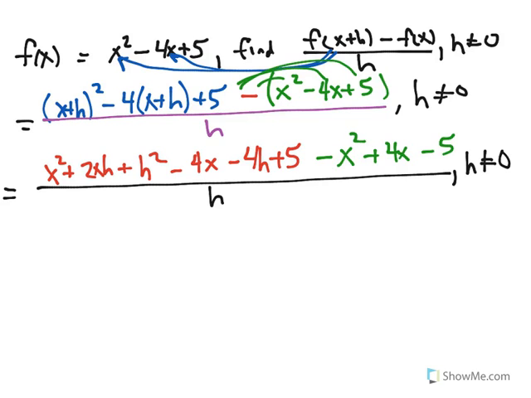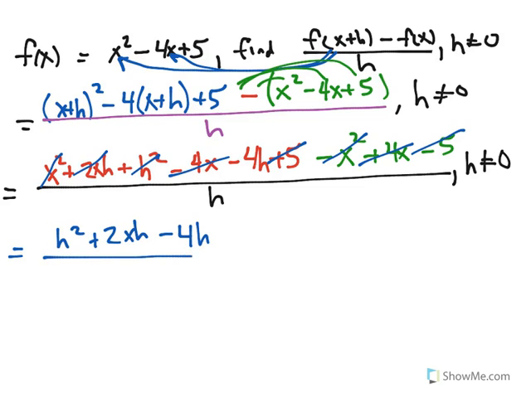Okay, so now it's just, like I said, really cleaning it all up. We have x squared goes against the x squared, and usually those are going to wipe themselves out. The minus 4x goes with the plus 4x, the minus 5 and the plus 5 take each other out. So notice really all we have left is an h squared, plus 2xh, and it helps to mark them out when you're done with them, minus 4h all over h, and h cannot equal 0.